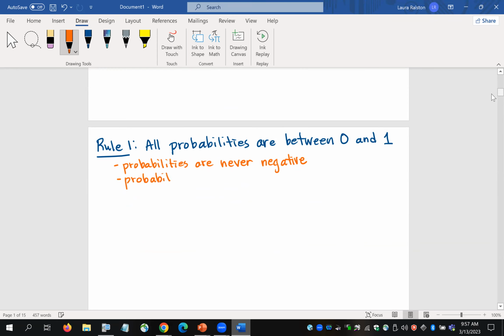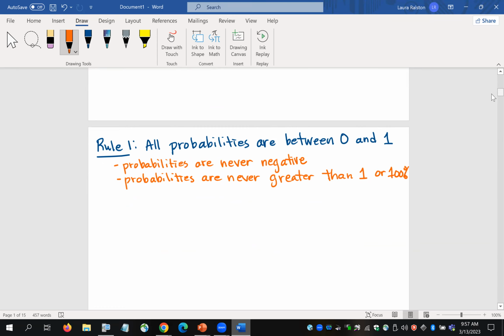Secondly, probabilities are never greater than 1 or 100%. Now, we like to talk about things being over 100%. Like we like to say, oh man, he gave 110% out there today. Statistically, you cannot have more than 100%.